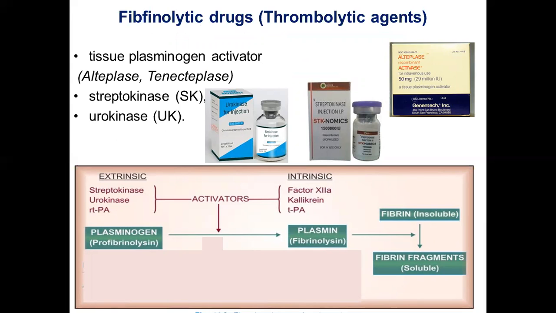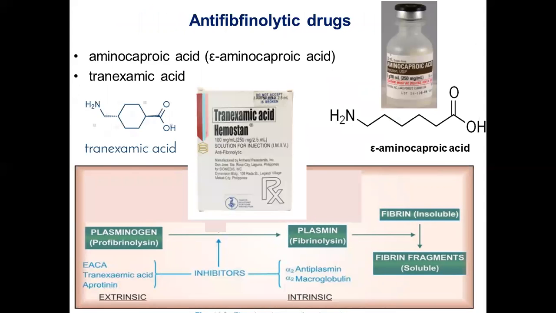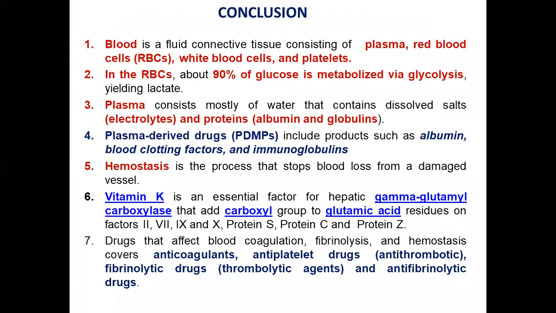Streptokinase is obtained from beta-hemolytic streptococcus group C culture. Tissue plasminogen activator is obtained by recombinant DNA technique from human endothelial cell culture and hence is non-antigenic. Antifibrinolytic drugs are aminocaproic acid and tranexamic acid.